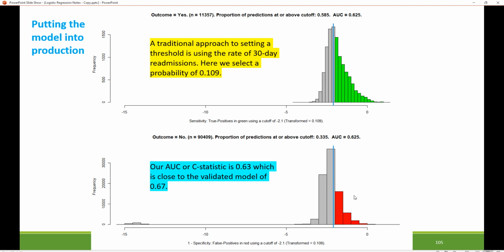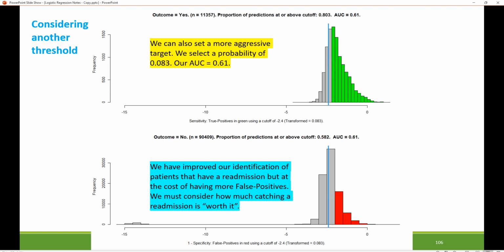And this AUC or C statistic of 0.63 is not that far off from our validated model of 0.67. So what we can do is consider another threshold. We can also set a more aggressive target. We select a probability of 0.083. That gives us an area under the curve of 0.61, which we see reported on the top portion of the headings for each of these two graphs.